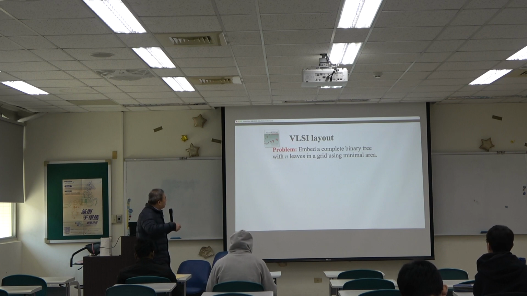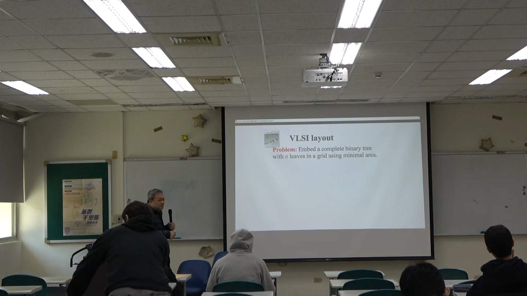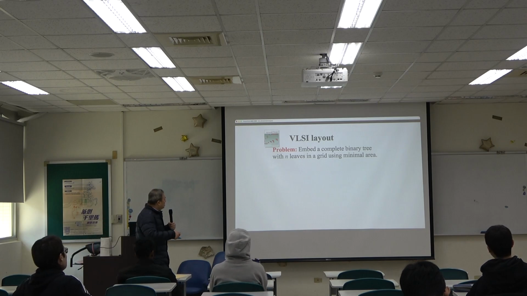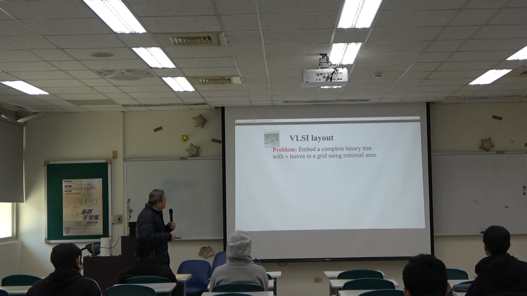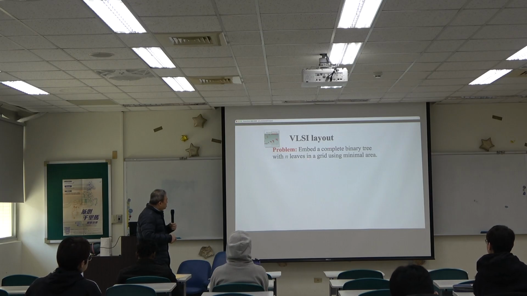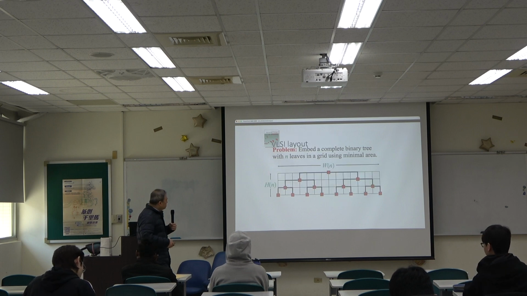So this one is about VLSI layout. What does VLSI layout have to do with divide and conquer? Okay, let's have a look. In VLSI layout, a lot of the time we need to embed a complete binary tree with n leaf nodes in a grid using minimal area. So if you try to use one direction, it's going to look like this.